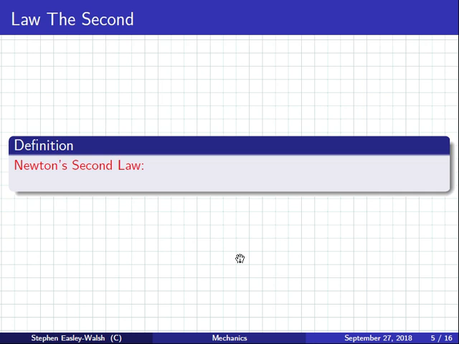Right. Newton's second law. You learned this law already. Force is the product of mass and acceleration. That is F equals ma. That's the second law.